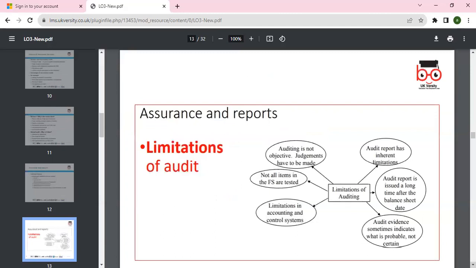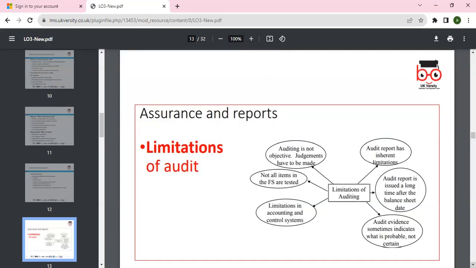The auditor can prepare the reports, and they do the planning for the audit. Okay, so the auditor is not objective; judgment has to be made, not all the items in the financial statement are tested, and there are limitations in the accounting and control system.